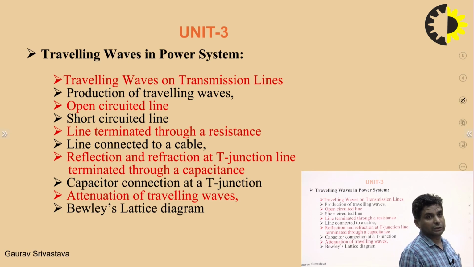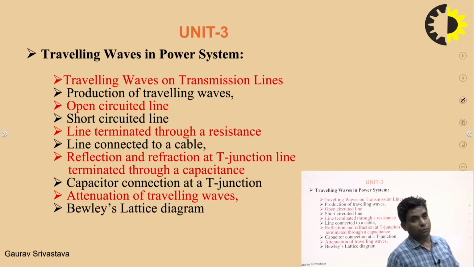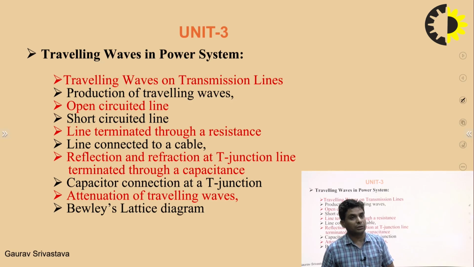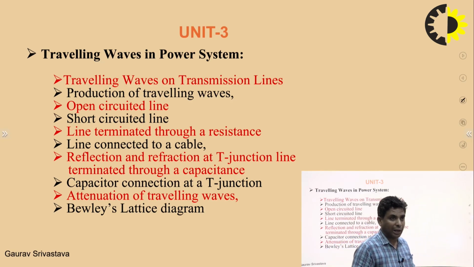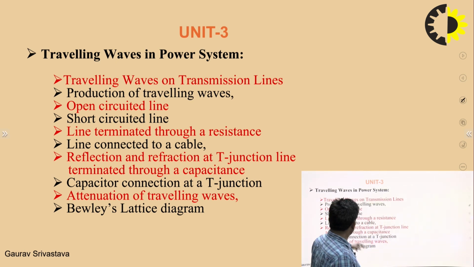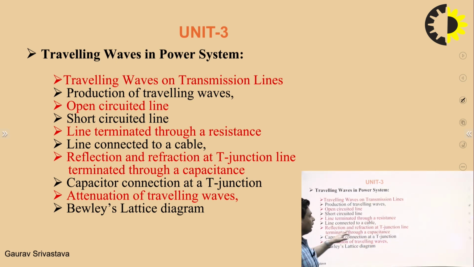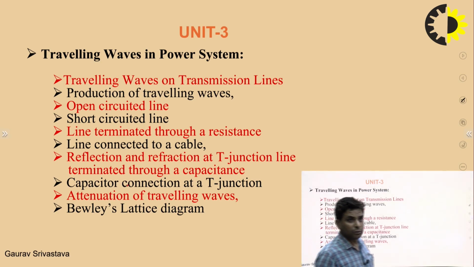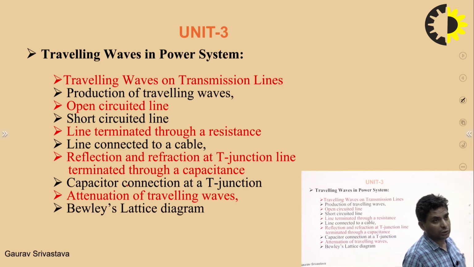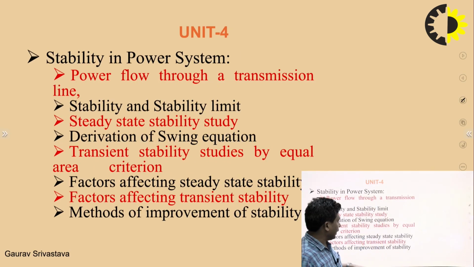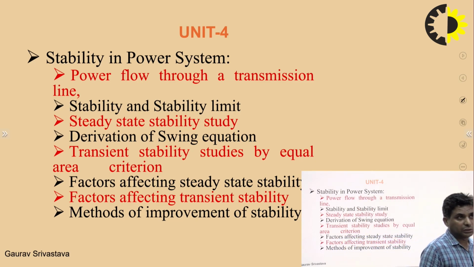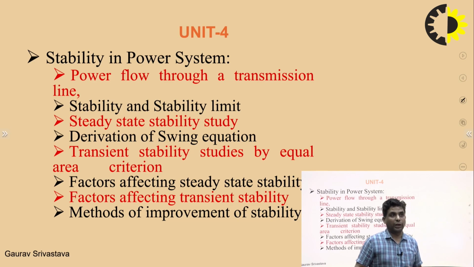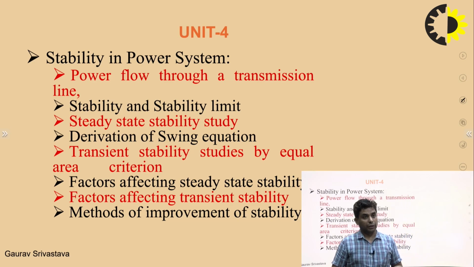Initially we start at the generation point, but the second criterion is where the line is terminated: a line terminated through a resistance, through cables, a capacitor, or T junctions. Moreover, there is diffraction and refraction, and we find the reflection and refraction coefficients all over the transmission line. Then there are attenuation and the Bewley lattice diagram, which is also known as the multiple bifurcations. And then in unit 4 we discuss stability in a power system.